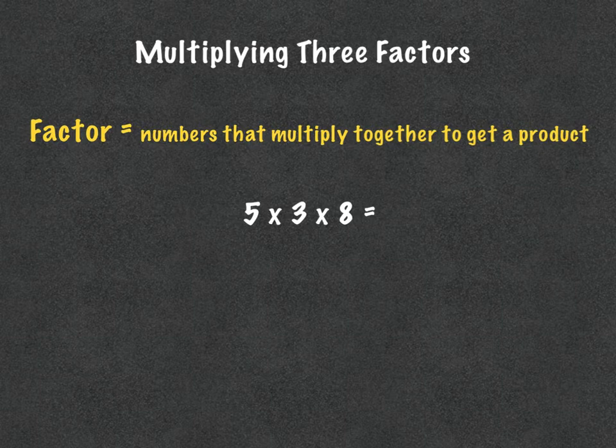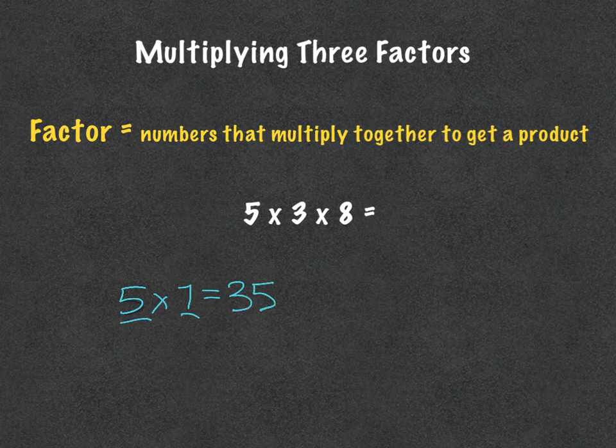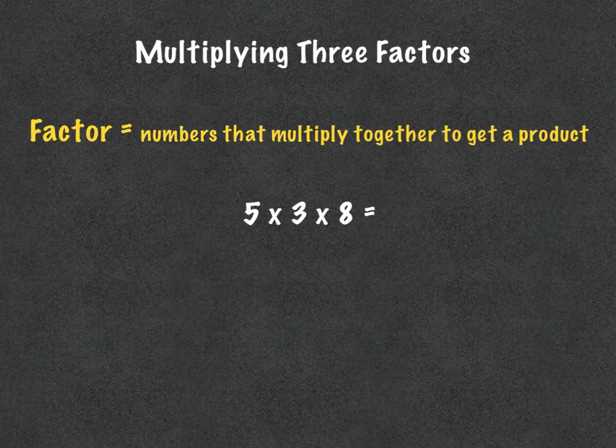So for example, 5 times 7, right? These two factors multiply together to get 35. Our typical factors that we are used to seeing are just two factors. This time we're going to be talking about multiplying three factors together.